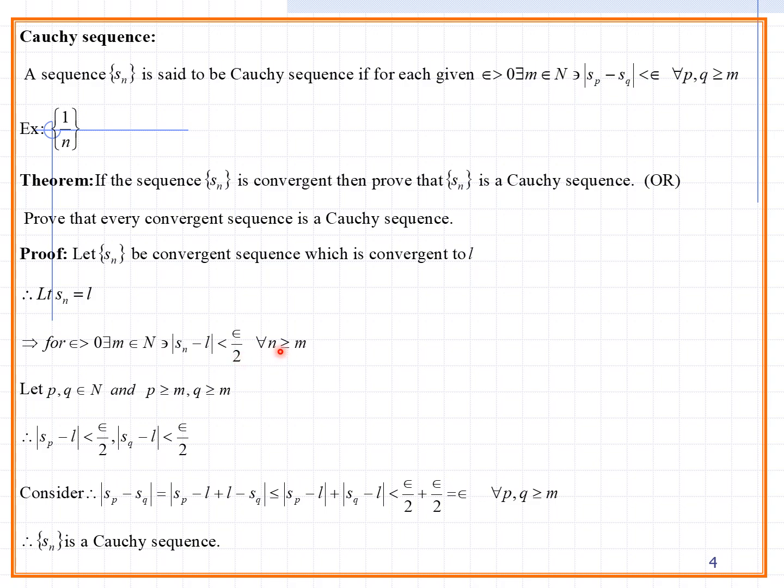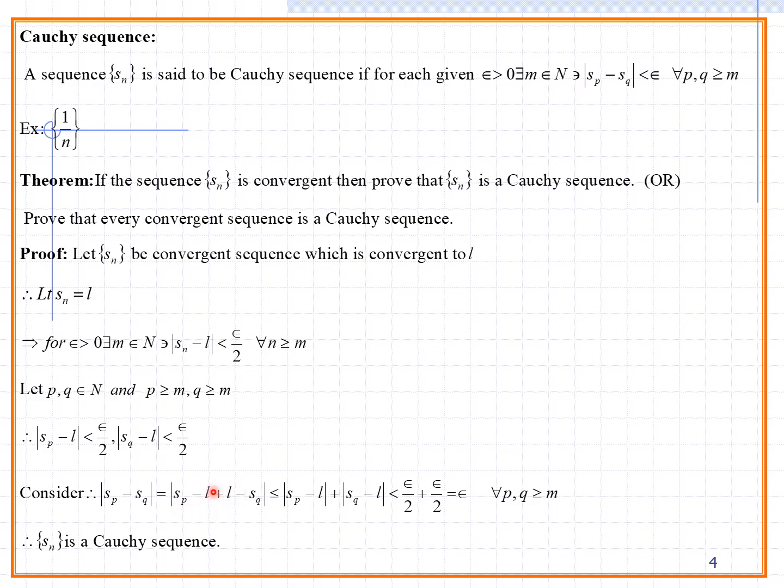For all n greater than or equal to m, let p, q belong to N with p greater than or equal to m and q greater than or equal to m. Why? Because after some distance, the difference between the two numbers is near to 0 or 0. So for Sp minus Sq, here p and q are greater than or equal to m, so p and q belong to capital N. Then by the convergence property, modulus Sp minus L is less than epsilon by 2. At the same time, modulus Sq minus L is less than epsilon by 2. Now consider modulus Sp minus Sq. I can add minus L plus L, which is 0; both are the same.